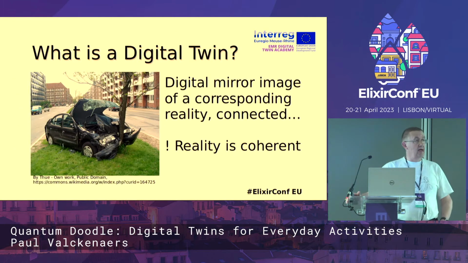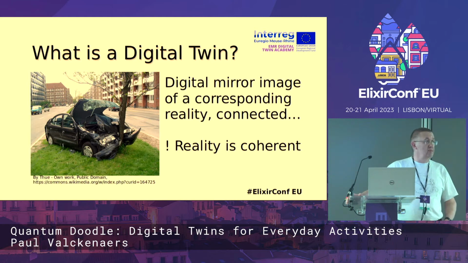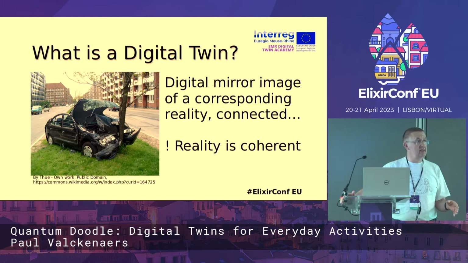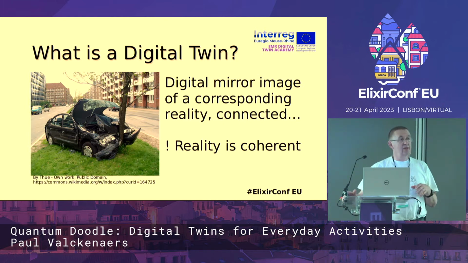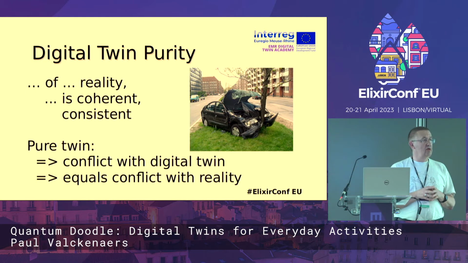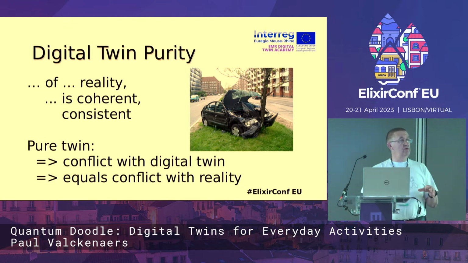Twins mirror reality, and what's important is that you have to take advantage of the fact that reality is coherent and consistent. You see on this picture, people probably don't like this reality, but it's coherent and consistent. Whatever happens, the world is in one state. If you have a pure twin, you don't intervene. You don't interfere, you follow. And why would you follow? First of all, to have this coverage of reality.